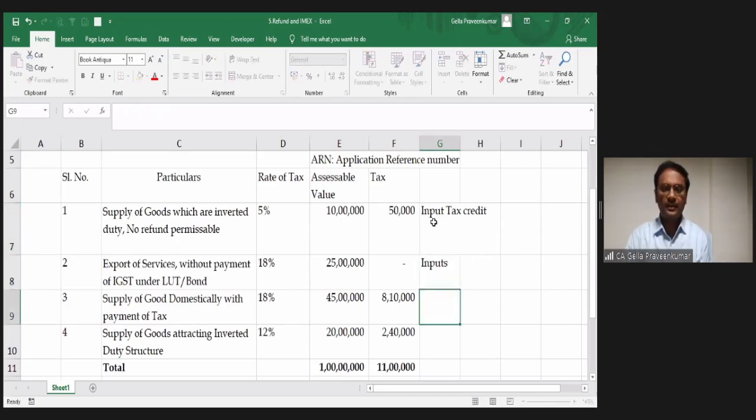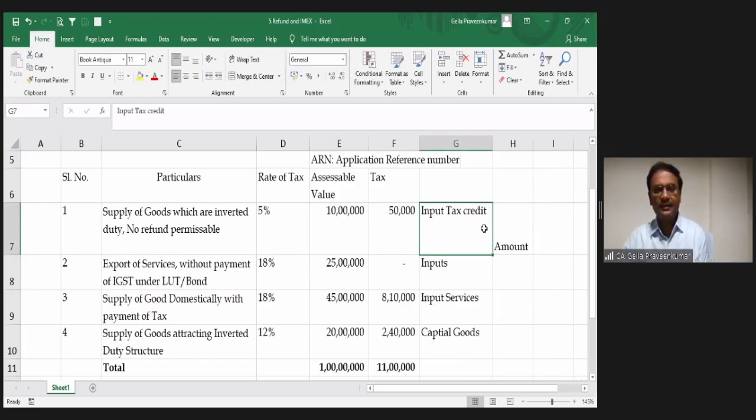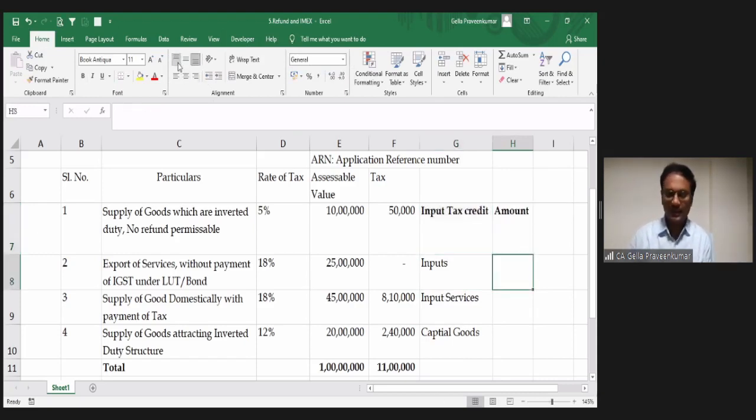input, services, capital goods. For ease of understanding, I'm just putting under one head. Friends, for ease of understanding, I'm putting all CGST, SGST under one head. Give attention to that. Say my inputs is 12 lakh.